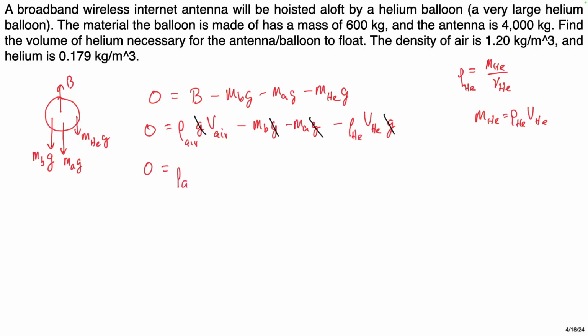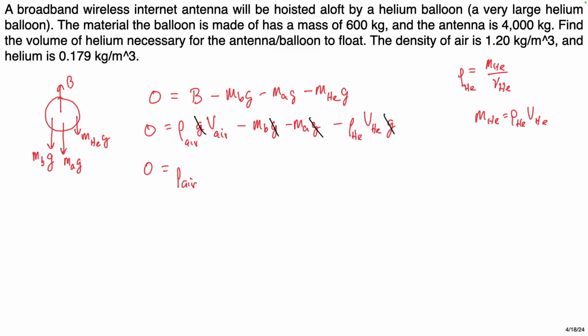All right, let's see. We've got density of air, which is given, times volume. Oh, okay. I see volume of helium over there at the end, which is something that I want, right? But what's the volume of air displaced? How am I going to figure out what that is? What do we know about balloons in air? Are they partially or completely submerged in air? They're completely surrounded by air, right?